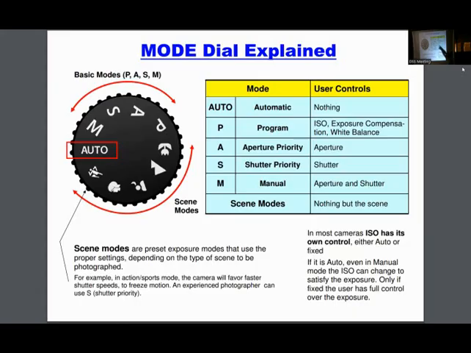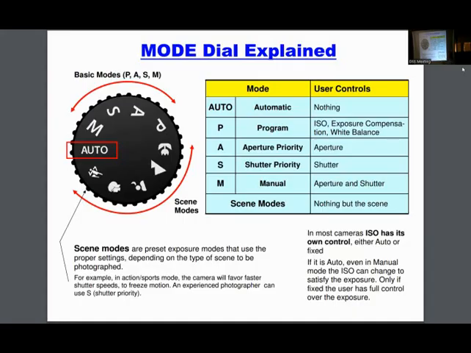And then you have the aperture priority. You set the aperture, camera sets the shutter. Shutter priority, you set the shutter speed, the camera sets the aperture. And then you have the manual where you set both. And you might ask, well, what happened to the third one?